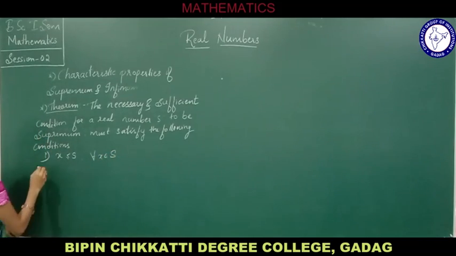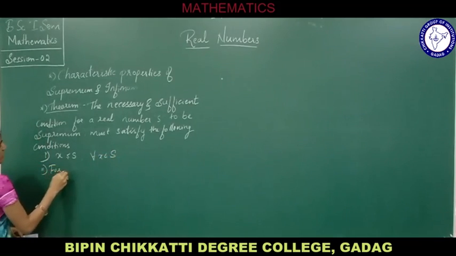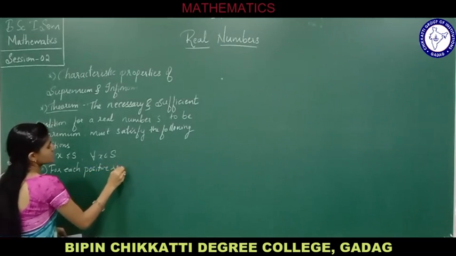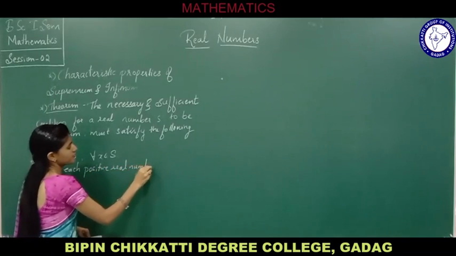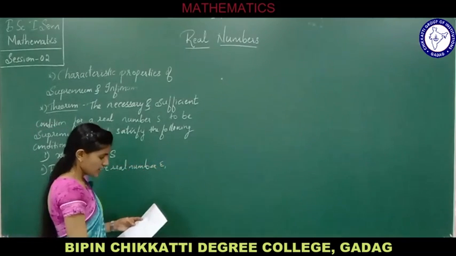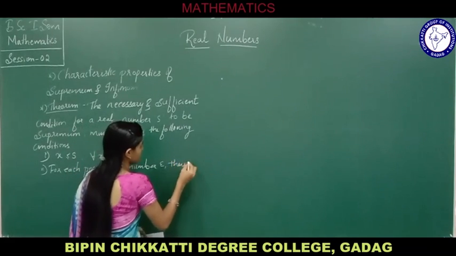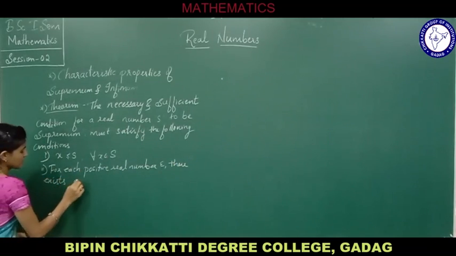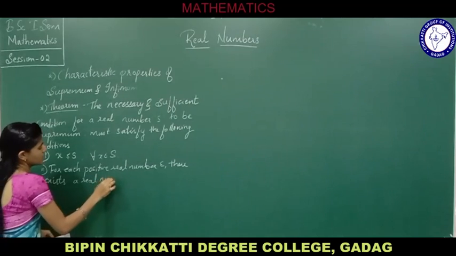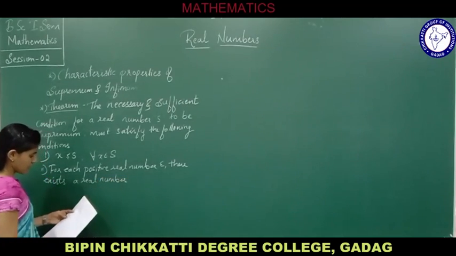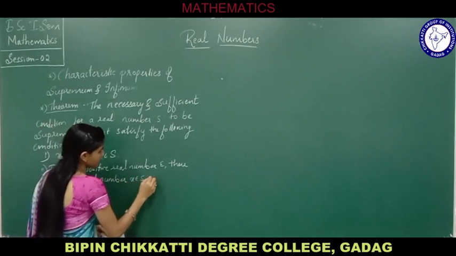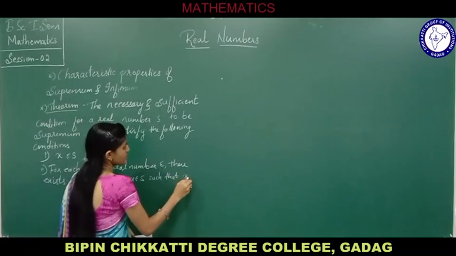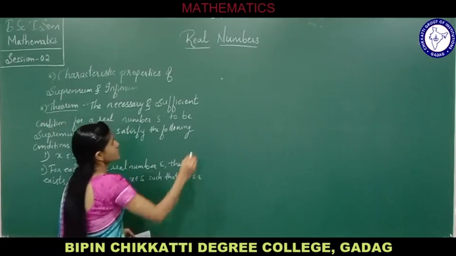Then, for each positive real number epsilon, there exists a real number x belonging to S such that x is greater than S minus epsilon.